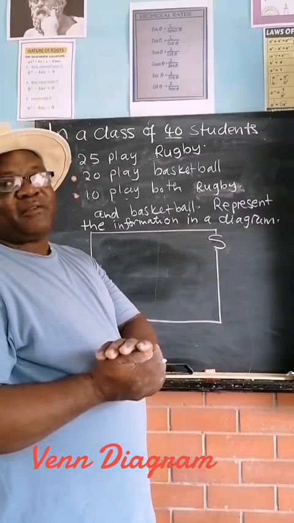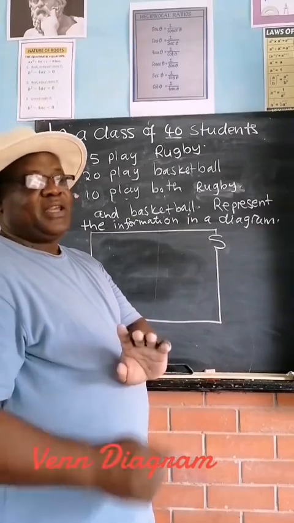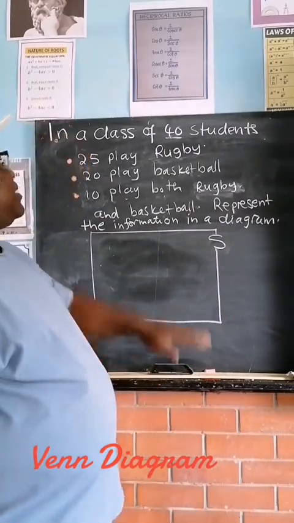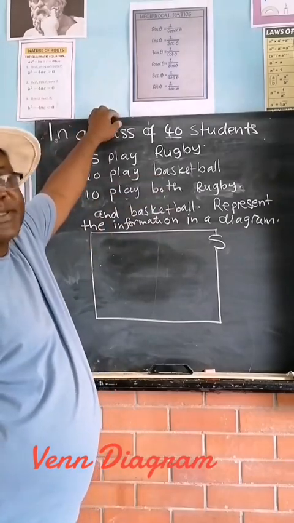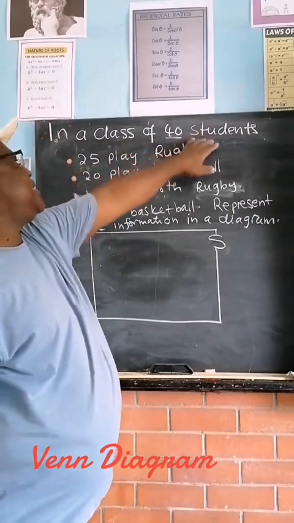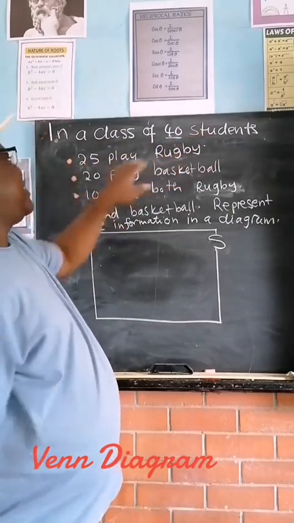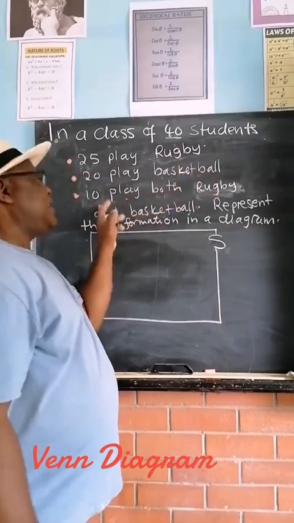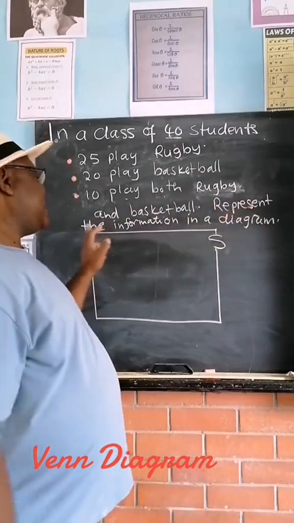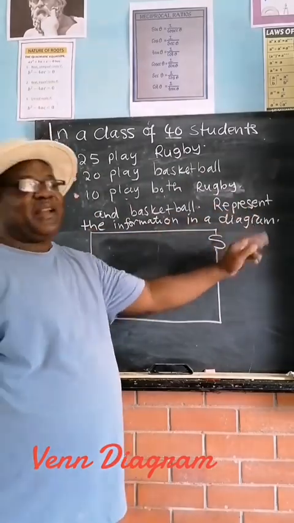Very good day, everyone. Today, in this video, I want to deal with questions in sets. Questions of this type: In a class of 40 students, 25 play rugby, 20 play basketball, and 10 play both rugby and basketball. Represent the information in a diagram.